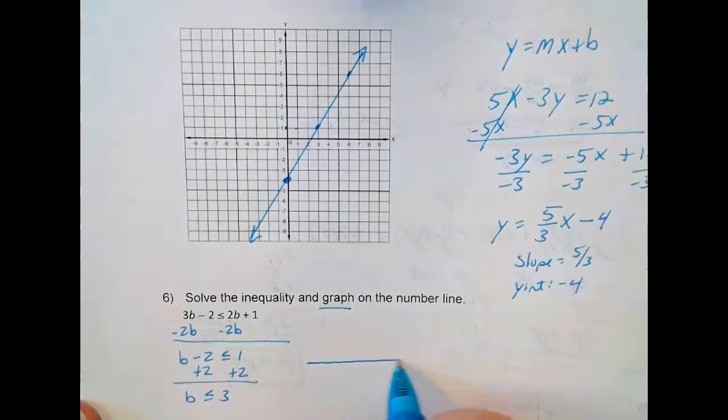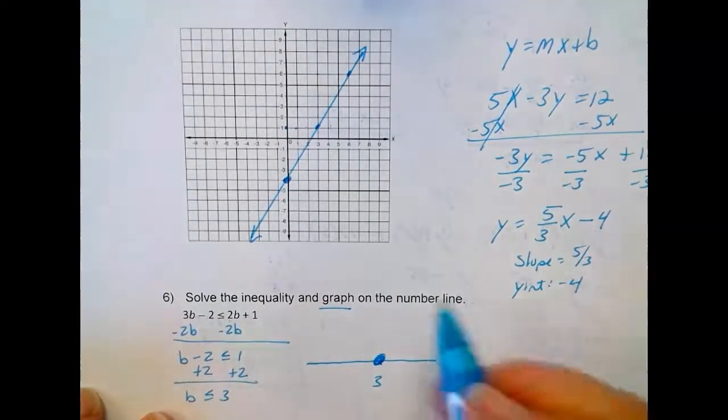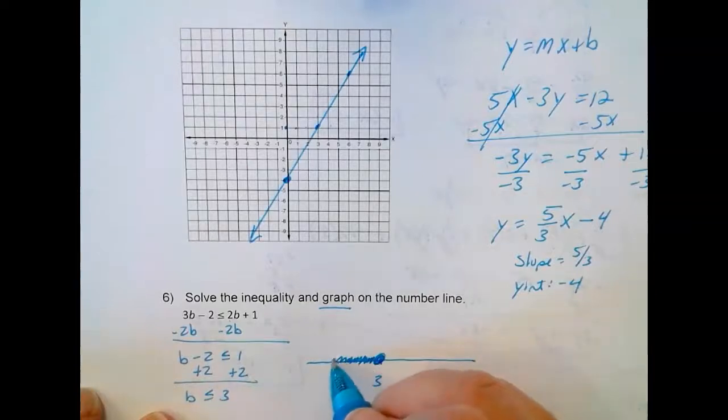So we did one of these yesterday, and I told you if it did not have an equal sign, it's an open circle. If it does have an equal sign, which this one does, it's a closed circle. And where are all the numbers less than 3? They are on the left of 3. So I'm going to shade it and draw my arrow.